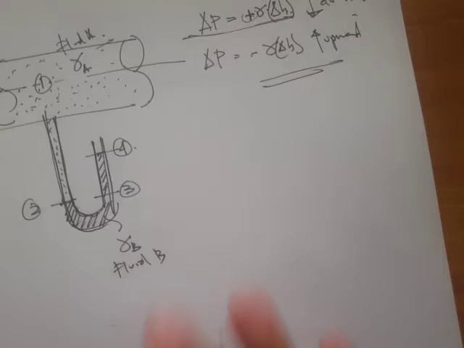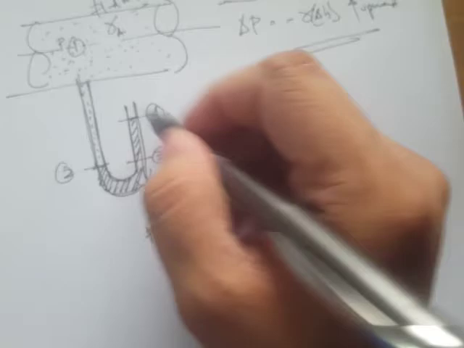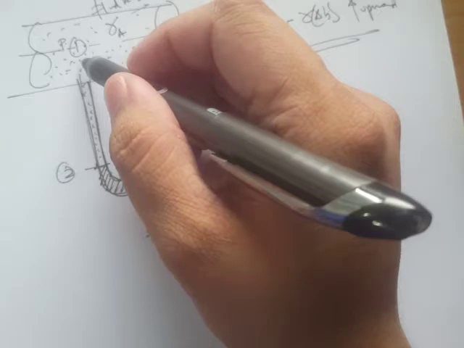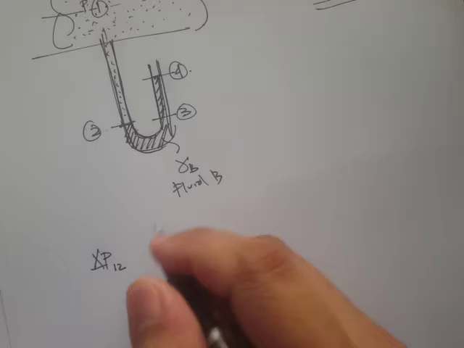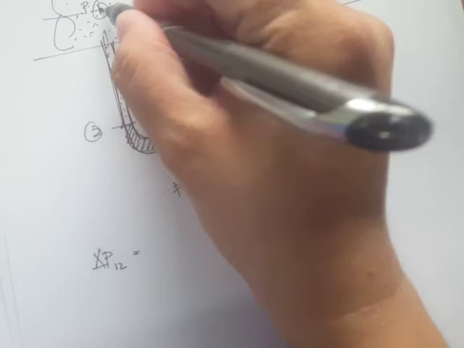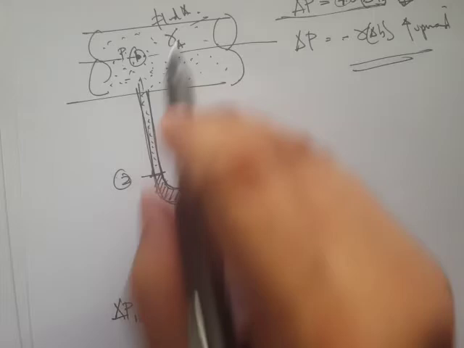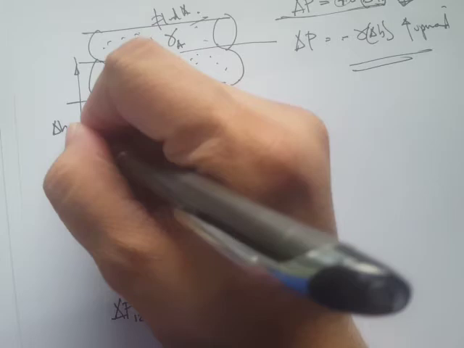Okay, so now these points right here are pressure 1, pressure 2, pressure 3, and pressure 4. How do we know the pressure right here based on just the rise of the fluids here and the fluids in this tube? Let's write the delta P from point 1 to point 2. Let's start from point 1. We are going downwards, so that's positive. That's the weight density of fluid A times delta H 1 2.